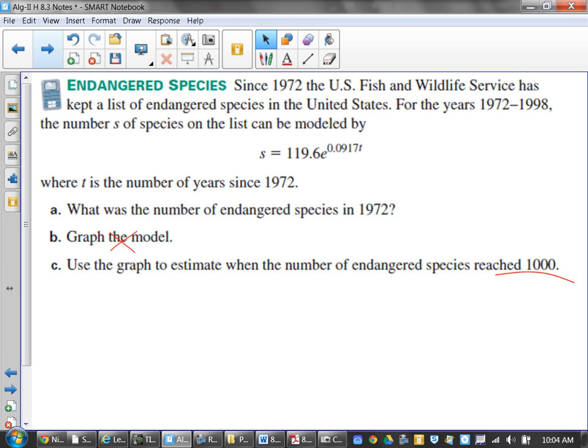Endangered species. We are all part of the U.S. Fish and Wildlife Departments. They keep a list of endangered species. Between the years of 1972 and 1998, the number of species could be modeled by the following function, where t is the number of years since 72. So your year 0 is 1972. If year 0 is 1972, what was your initial amount of species? 119.6. It's 0.6 of a species.